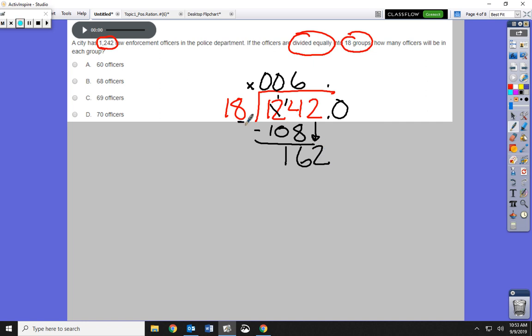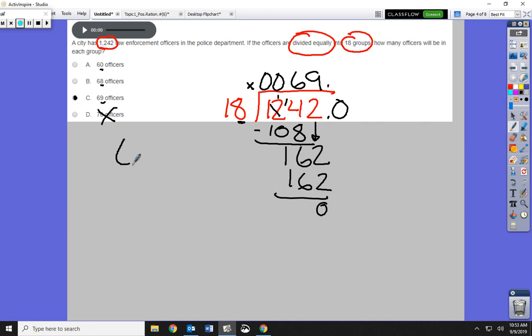In my head, I'm saying what times 8 gives me now a 2 in the ones place, because I know that these are all whole numbers. There's no remainder. I've already eliminated the 70 because we have a 6 in the tens place. I know that 9 times 8 gives me 72. 9 times 1 is 9, plus 7 gives me 16. I am done. We have 69 police officers in each of the 18 groups.